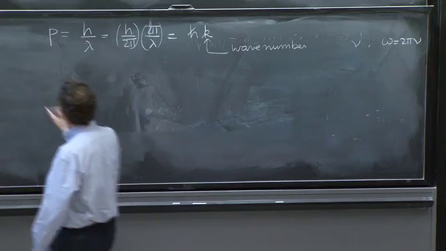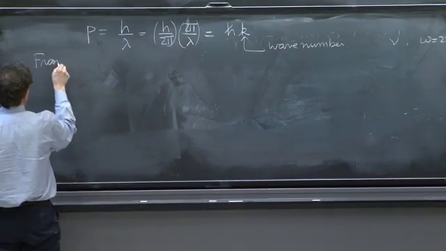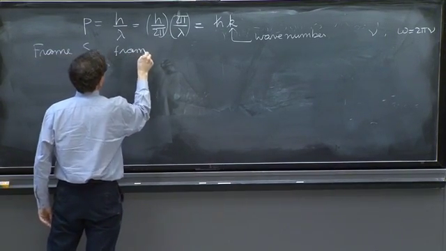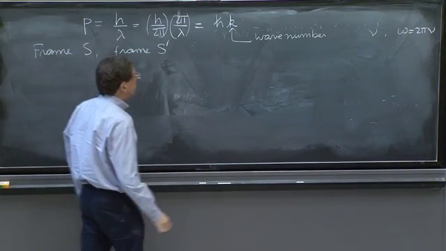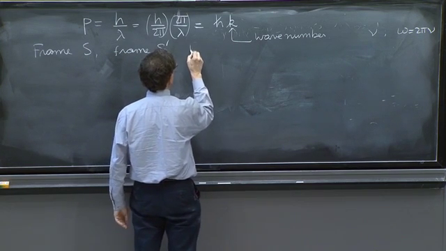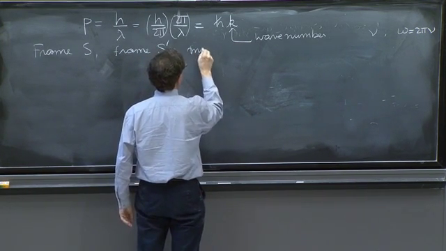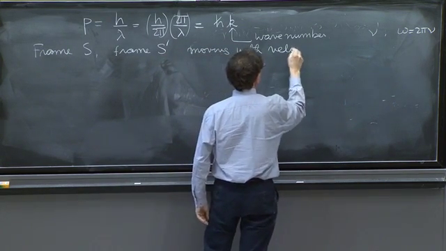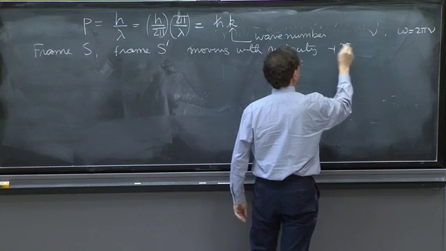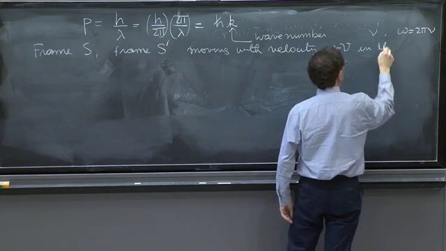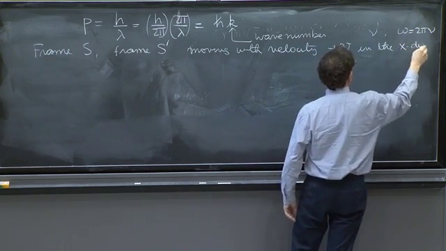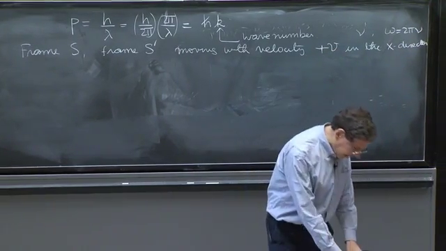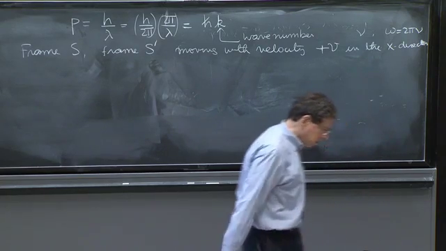So we'll put a frame S and a frame S prime moving with velocity plus v in the x direction. So the setup is relatively common.